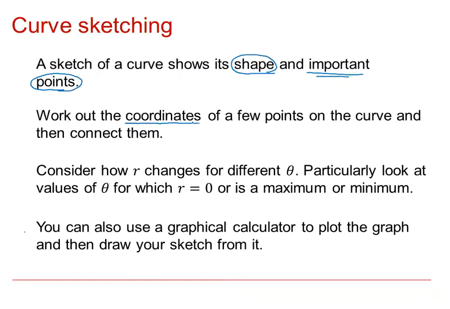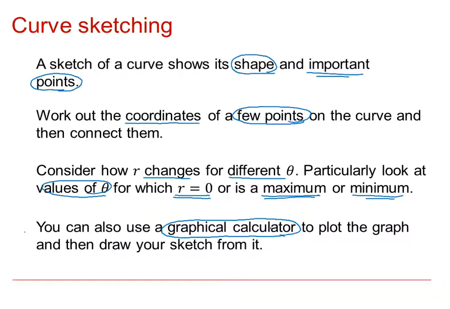When we're working out coordinates of points, we only usually need to look at a few key points on the curve and connect them together. Another useful thing to do is to think about how r changes for different values of theta. The things that are particularly useful are when r reaches 0 or a maximum or a minimum, and the values of theta at which these key values of r occur. You can also use a graphical calculator if you have one available, to help you produce the sketch.